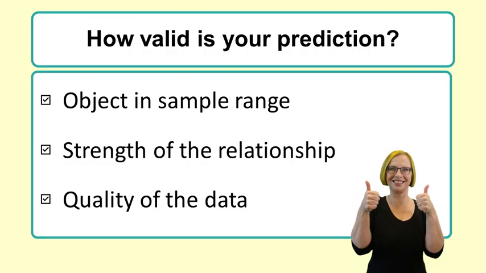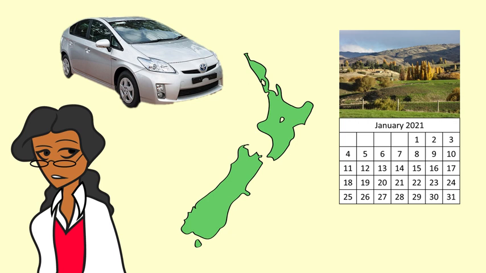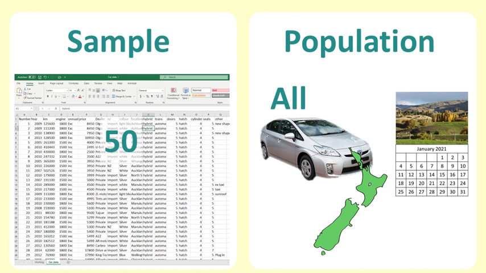Bearing in mind this data was collected in New Zealand in January 2021, we would not expect the predictions to work for cars in different places or times, or different kinds of cars. The relationships could probably be generalised to other similar situations, but not the predictions. The data was collected from cars on TradeMe, which is probably a good representative sample of all cars for sale in New Zealand. If we had just got cars from one car yard or one city, it is less likely to be a representative sample.